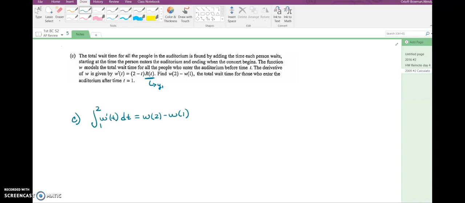So going back to our handy dandy fundamental theorem of calculus, we should understand that this integral gives me W of 2 minus W of 1. Showing that integral setup would give me 1 point for this problem. However, in our calculator now, we are going to need to enter this.